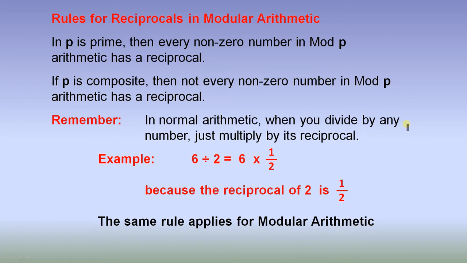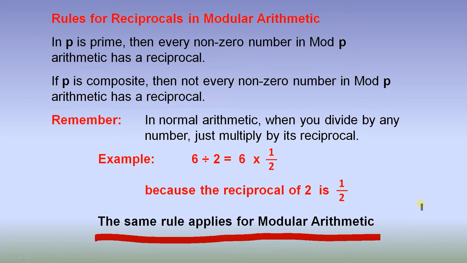Now remember, in normal arithmetic, when you divide by any number, just multiply by its reciprocal. So that's the same thing. For example, 6 divided by 2 is the same as 6 multiplied by a half, because the reciprocal of 2 is a half. So that's normal arithmetic. The same rule applies for modular arithmetic. Now we're going to use this information to help us do the sums on the following page.